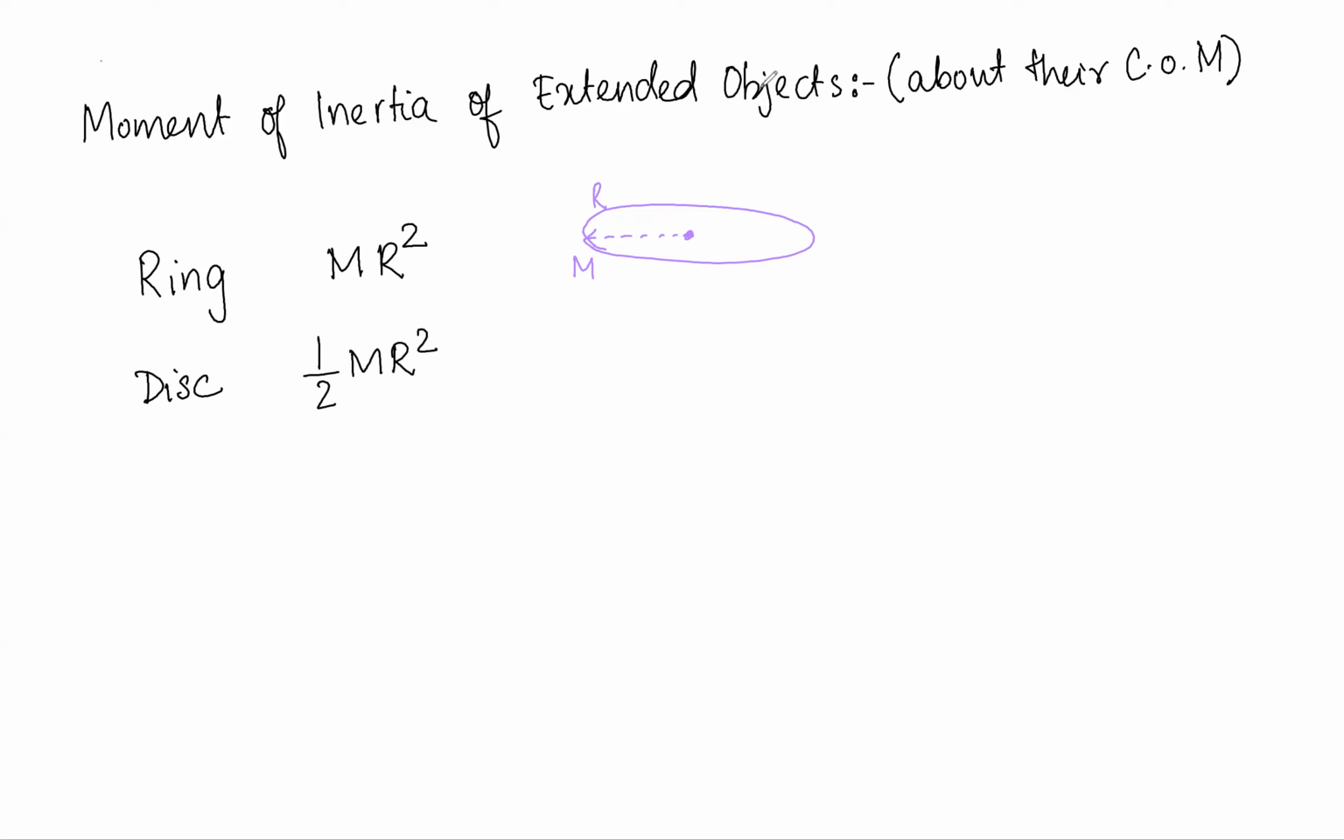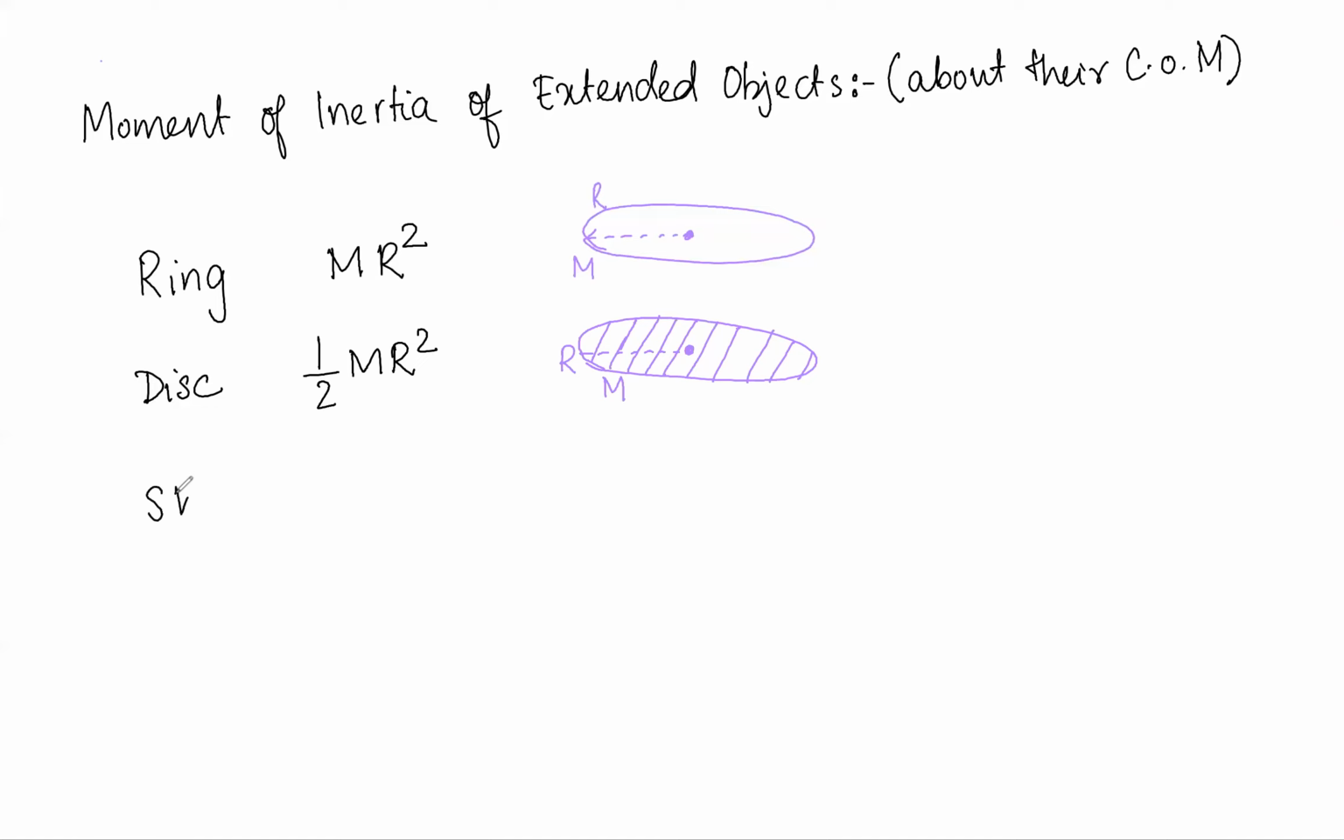Moment of inertia of a biscuit. So a biscuit is exactly like a ring. There is no difference, at least on paper, except the mass is spread out all over the disk. And the moment of inertia about the center of the disk for a radius of r and a mass of m is equal to half mr square. Okay? Now, the moment of inertia of a shell.